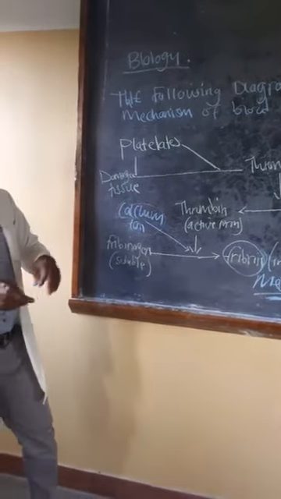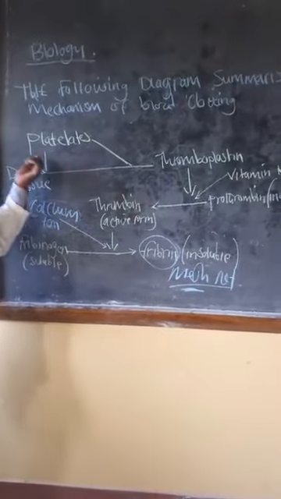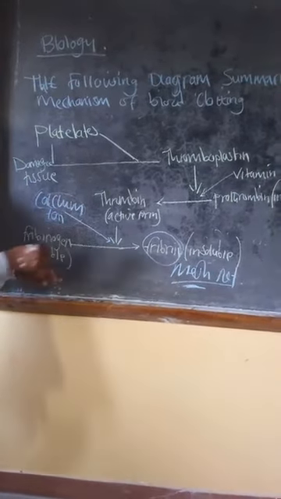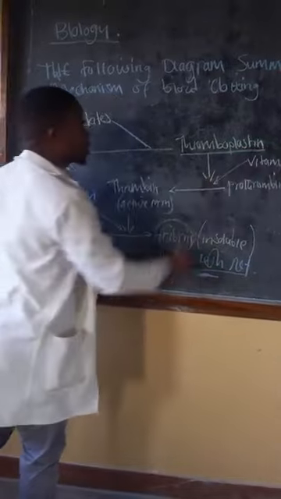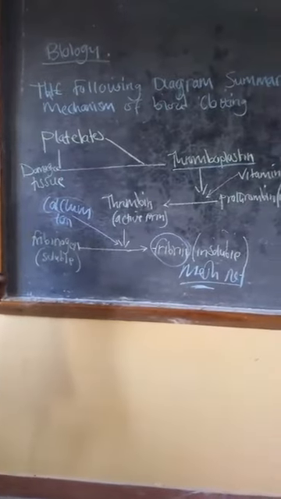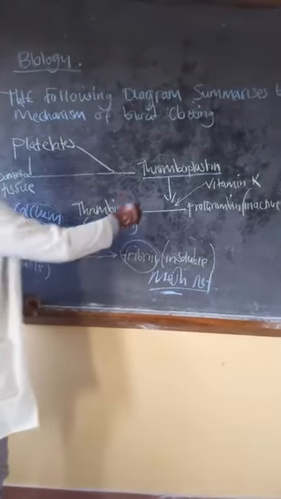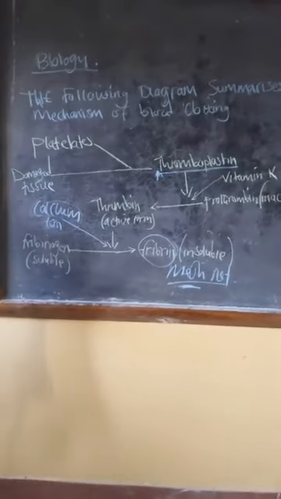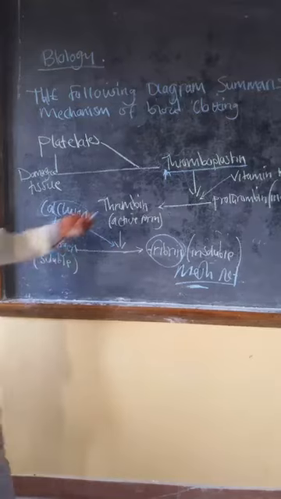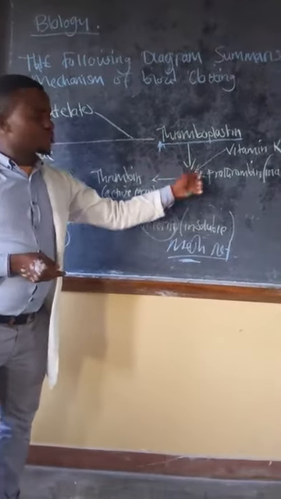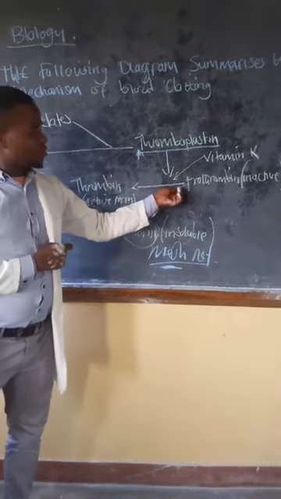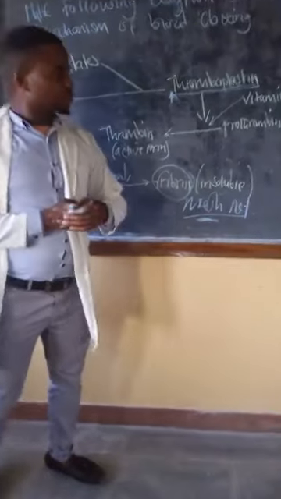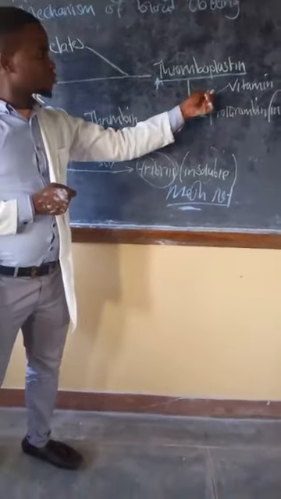So to summarize the lesson, the platelet is exposed to the damaged tissue. It releases a protease enzyme which is called thromboplastin. This is an enzyme, and this enzyme acts on the plasma protein which is called prothrombin. This will be done in the presence of vitamin K.